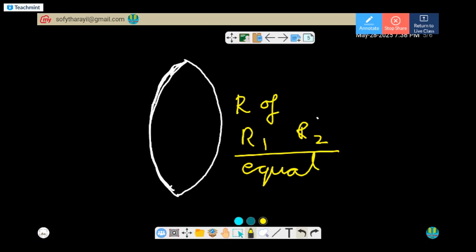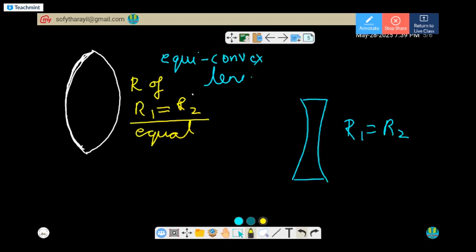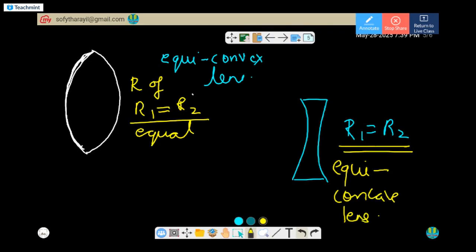Same thing if it was a concave lens, where again R1 and R2 are equal. Radius of curvature decides a lot of things, right? It also tells you about the focus, and the type of lens. So if R1 and R2 are equal for the second one also, you will call the second type of lens an equiconcave lens. You all can quickly draw this and just write the condition there. We have already taken this in the previous lecture, but still if you're confused, you can write the condition, draw that, and of course write the name.